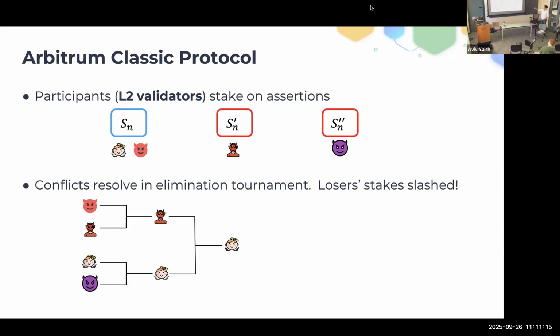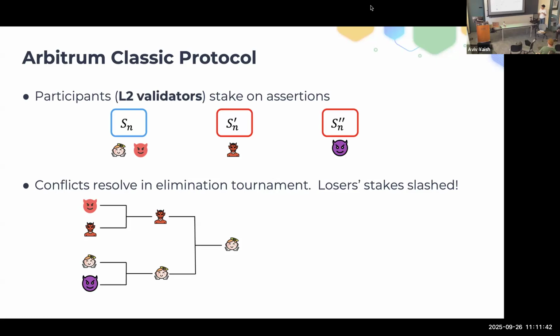And so as an example here, we see that we have 4 participants. We have Honest Alice and Evil Bob, both of them staked on the correct assertion. Note that Bob is also on the correct assertion. Then we have Evil Charlie and Evil Diana, both of which staked on a different incorrect claim.